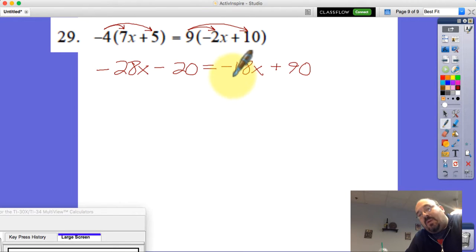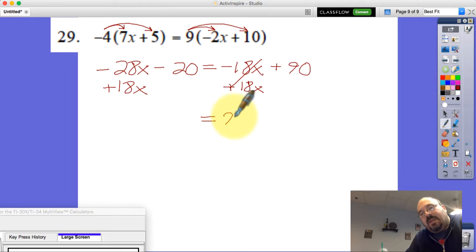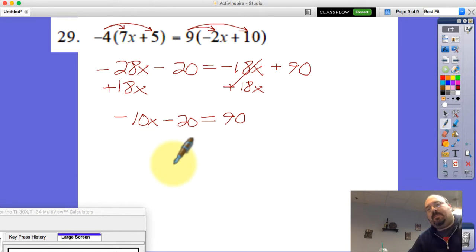Okay. So now I'm going to move this 18 over. What's the opposite of subtract 18? Yeah. I'm going to add 18x to both sides. So those go away on the right, and I just have 90. And then negative 28 plus 18 is negative 10x minus 20. So now I have a two-step equation.